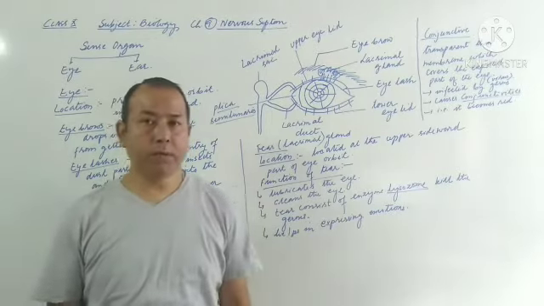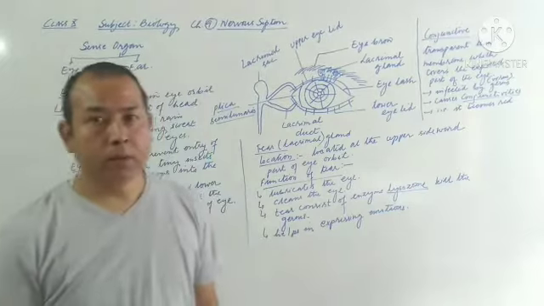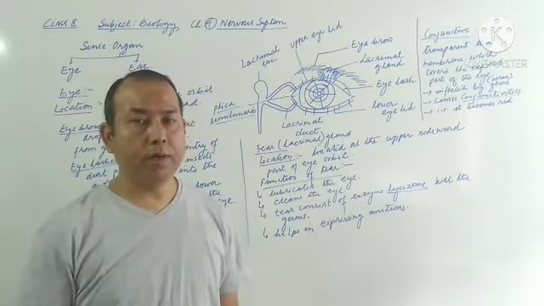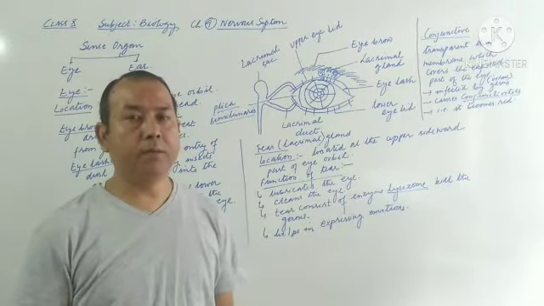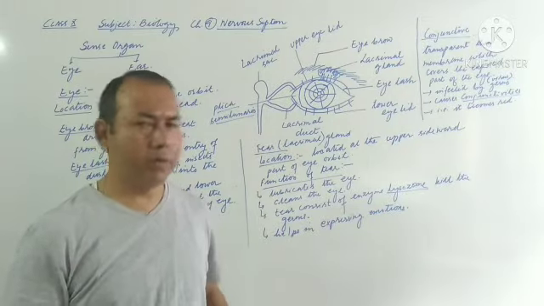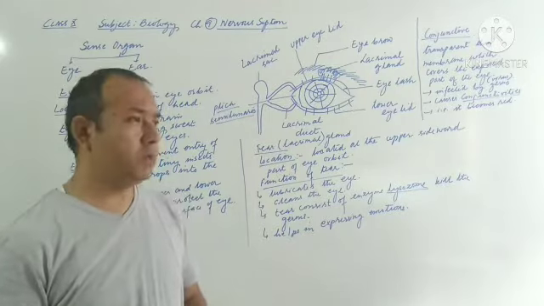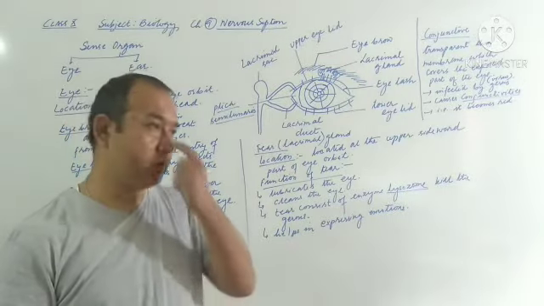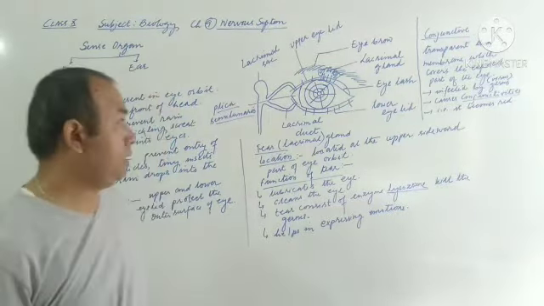Again, another topic will be starting, that is the sense organ, where we need to learn just about the eye and ear. There are 5 sense organs in our body, among which only 2 we need to learn in this chapter. So first we will start with the eye, then we will study about the ear.